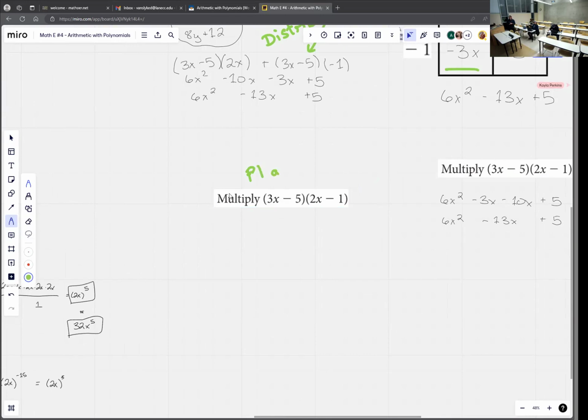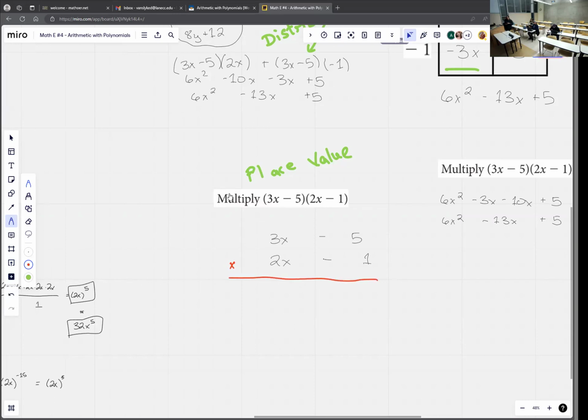Remember again, the amount of exponent on your x is what we're doing instead of place value. So we have 3x minus 5, 2x minus 1. And we're gonna multiply those. Let me actually use a different color so it doesn't look like another x.